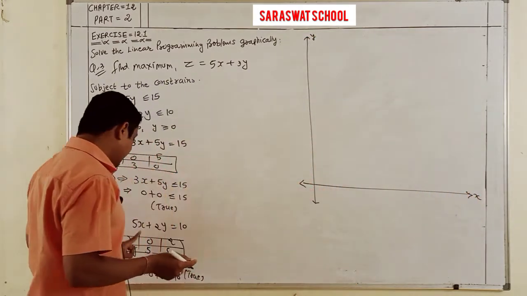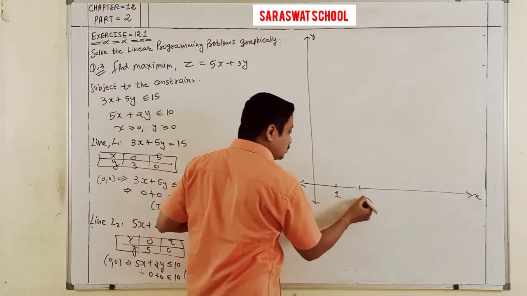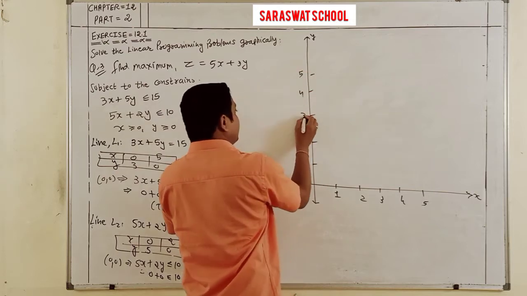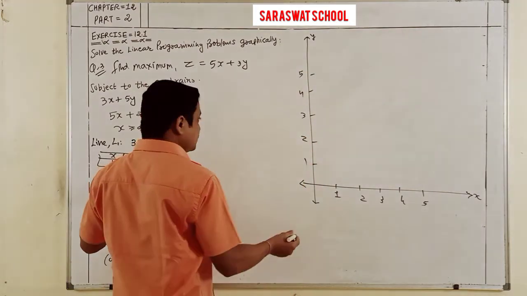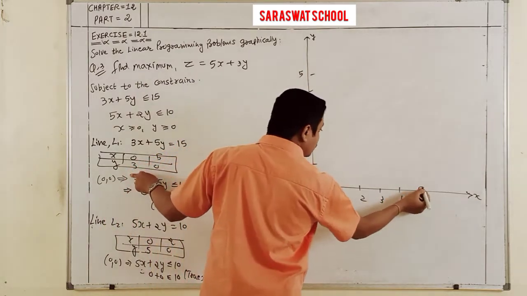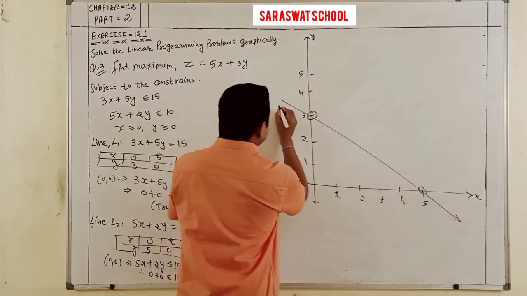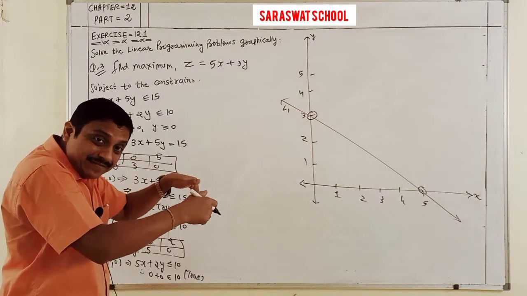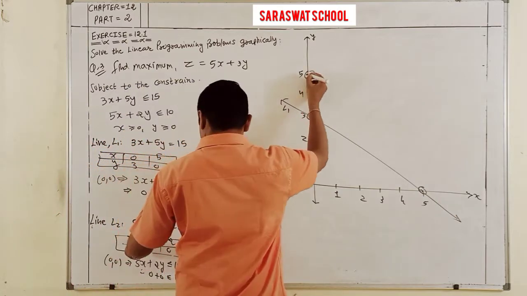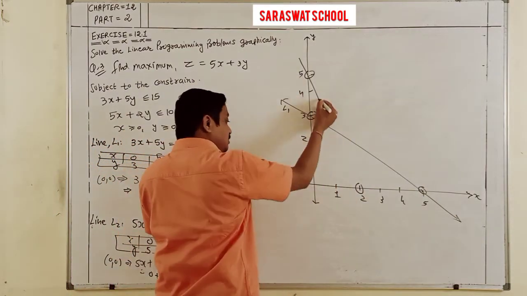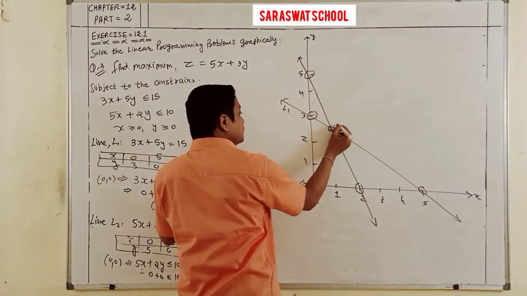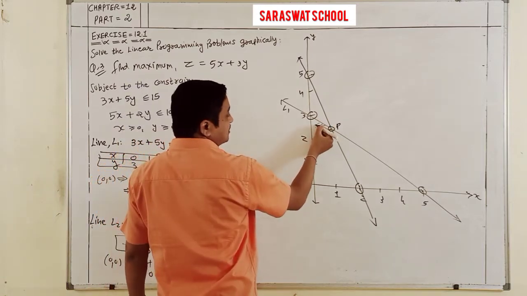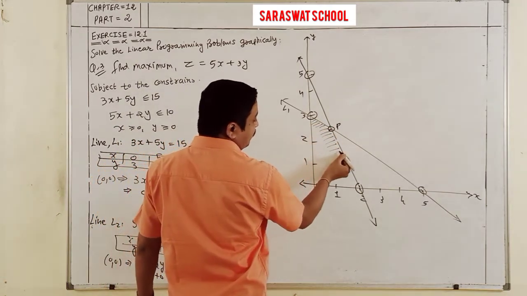Check here 3, 5 and 2: 1 2 3 4 5, 1 2 3 4 5, 5 4 3 2 1. My first plotting is (0, 3), second (5, 0), and join both and check that line L1 towards the origin, means this side. Second also (0, 5), and here (2, 0). That line also I just connected between the points, and this is also towards the origin side. Both towards the origin side means this shading is my final shading.